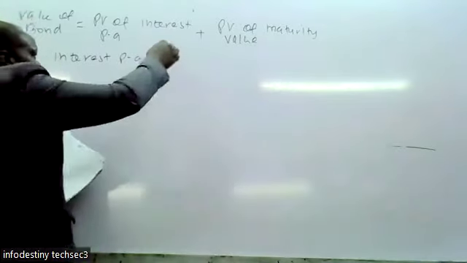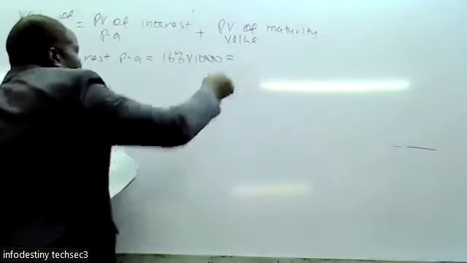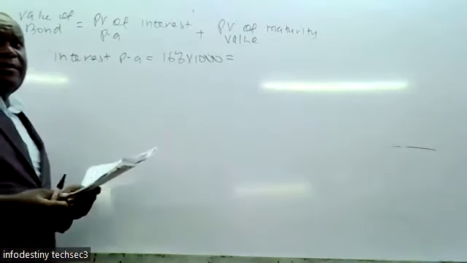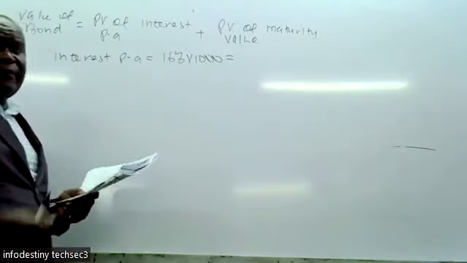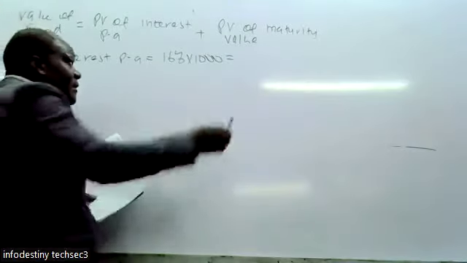16%. So 16% of the par value. I've seen the par value is how much? So 16% of 1,000 is 160.